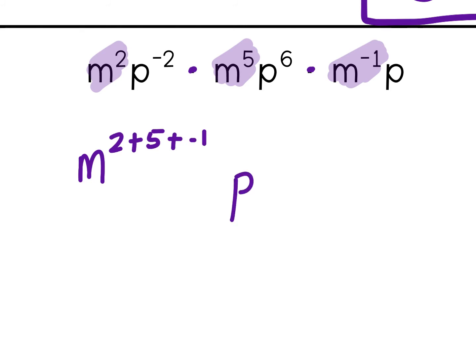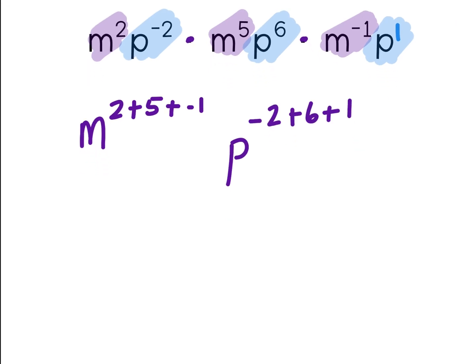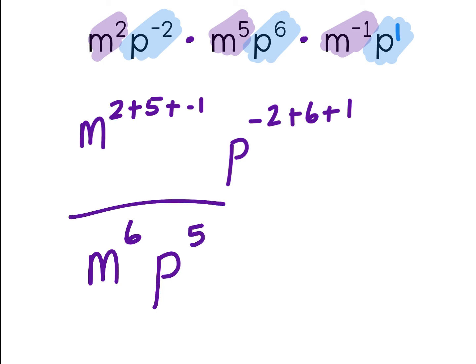Then with the p's, I have negative 2 plus 6 plus 1. That one doesn't have an exponent, but it's an invisible 1. Okay, so doing this math, I would get m to the 6, p to the 5th. So just because it's longer, don't let it confuse you. It's still the same rule.